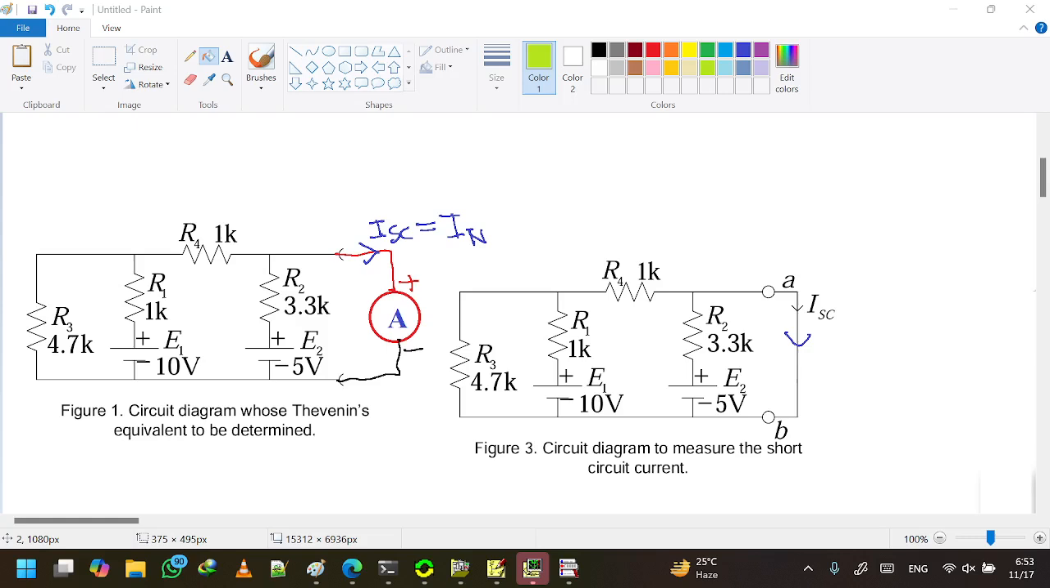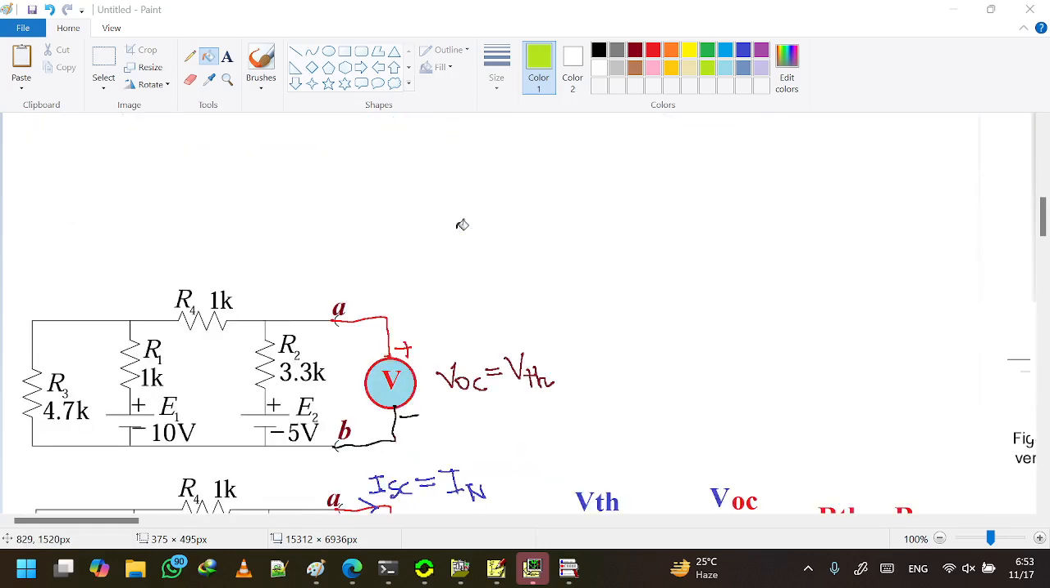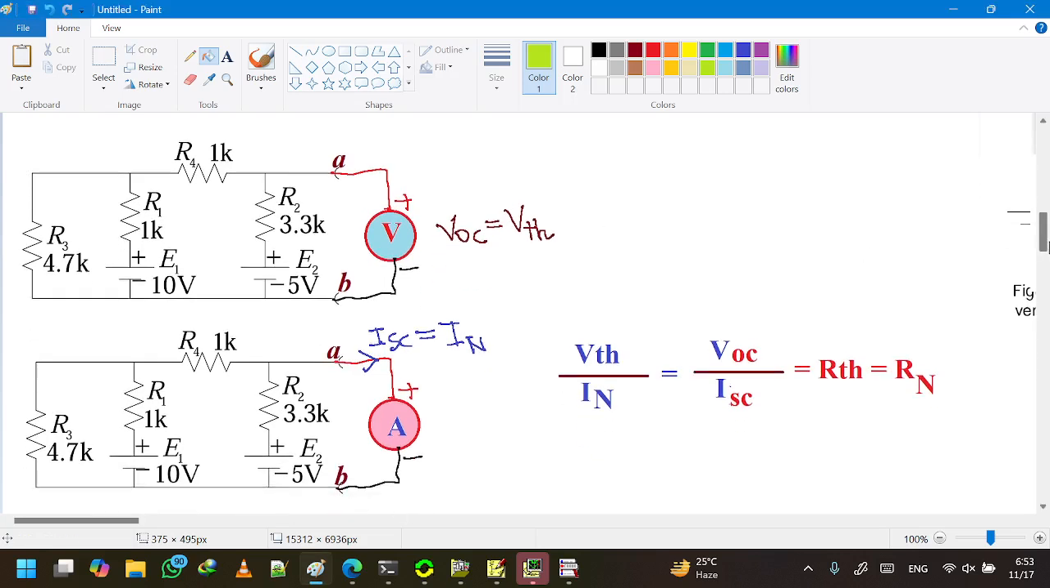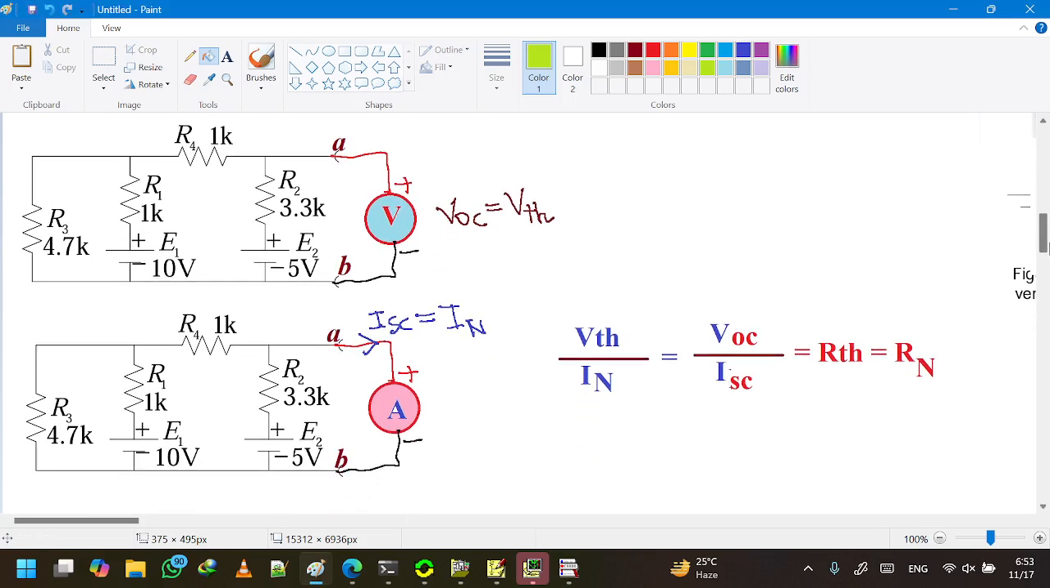But before that, let us measure the short circuit current. As we have said earlier, we can measure the short circuit current by connecting an ammeter. This ammeter reading will give us the short circuit current or the Norton current. We were discussing that these two are related with each other by Ohm's law. So we see that RN and RTH is the same thing, which is the ratio of VTH and IN.